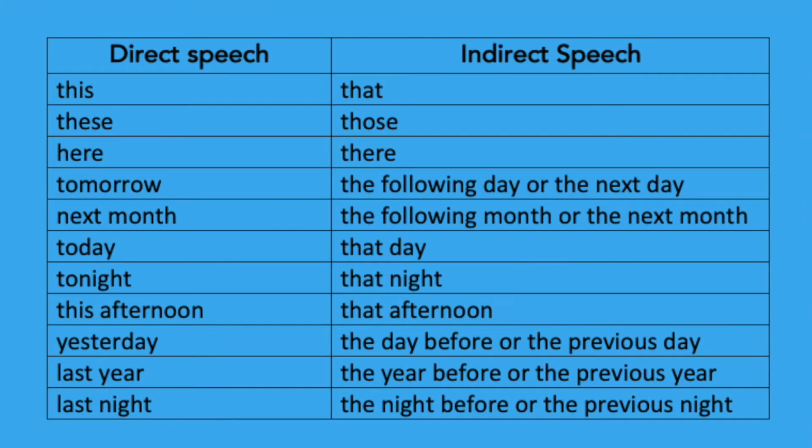Then what about time and place expressions? This changes to that, these changes to those, here changes to there, tomorrow to the following day or the next day, next month to the following month, today to that day, tonight to that night, this afternoon to that afternoon, yesterday to the day before or the previous day, last year to the year before or the previous year, finally last night to the night before or the previous night. These are the changes that occur in the indirect speech when we convert a direct sentence to an indirect sentence.